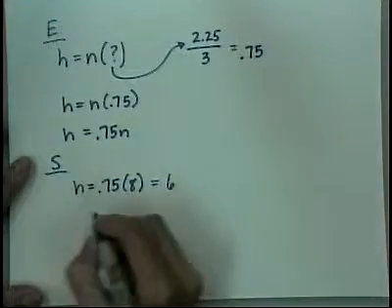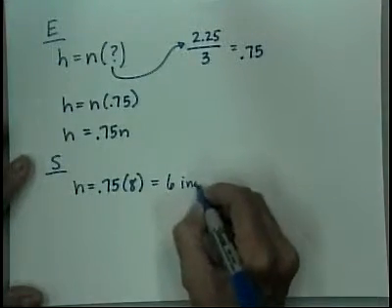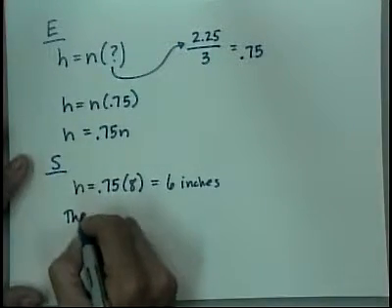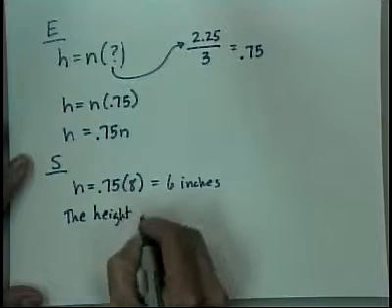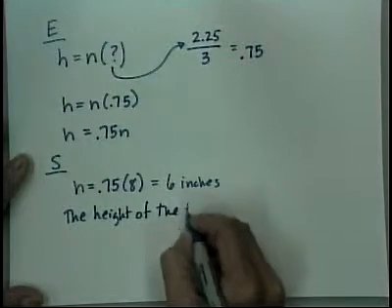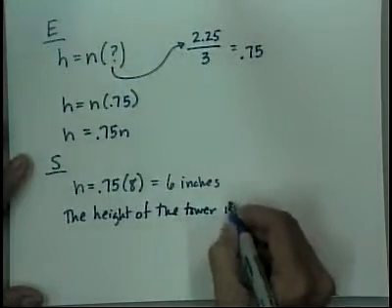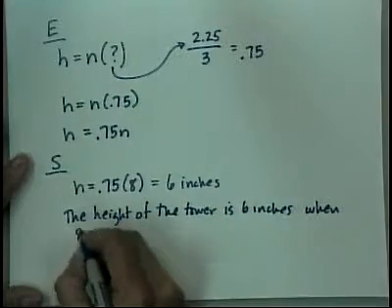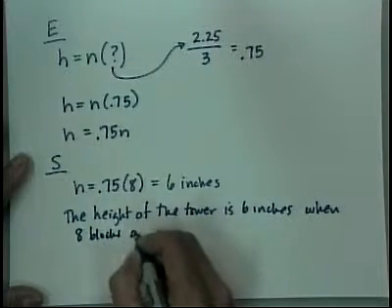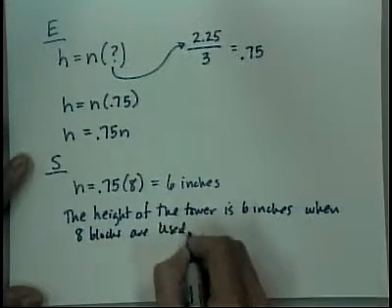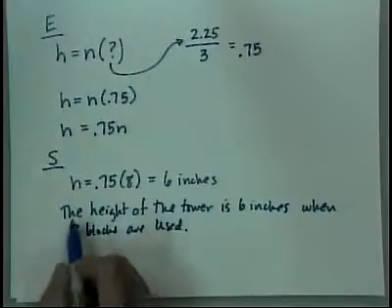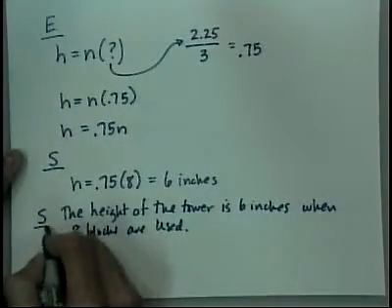Now, the units on our answer are inches, and so we should write a sentence. The height of the tower is 6 inches when 8 blocks are used. Now the other parts of the procedure, actually this is the other S part of the procedure, write your answer with a sentence.